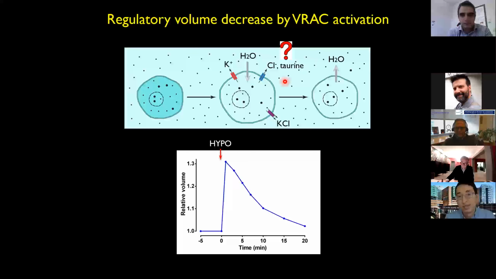It can release chloride, and it's called an anion channel. They are not really selective. A lot of chloride channels are not very selective because they don't have to be. Chloride is the main anion inside of the body. So they can also release osmolytes such as taurine from inside the cell. And when these osmolytes are released, by osmosis the volume will come back. However, the molecular identity of this VRAC has been a long mystery.